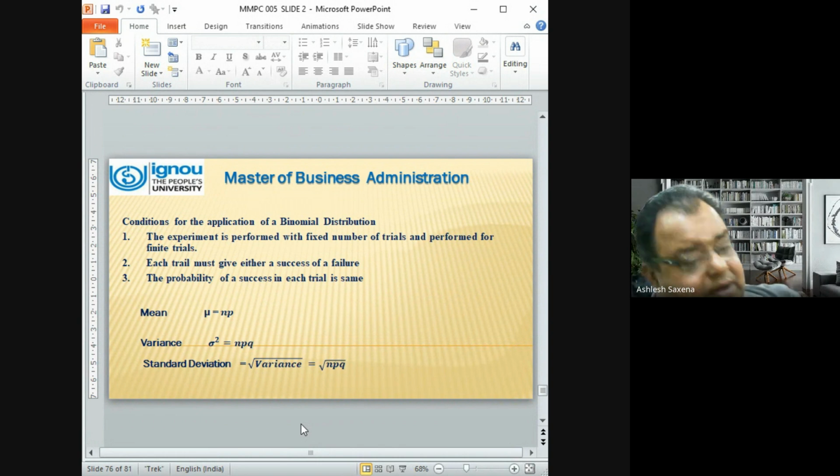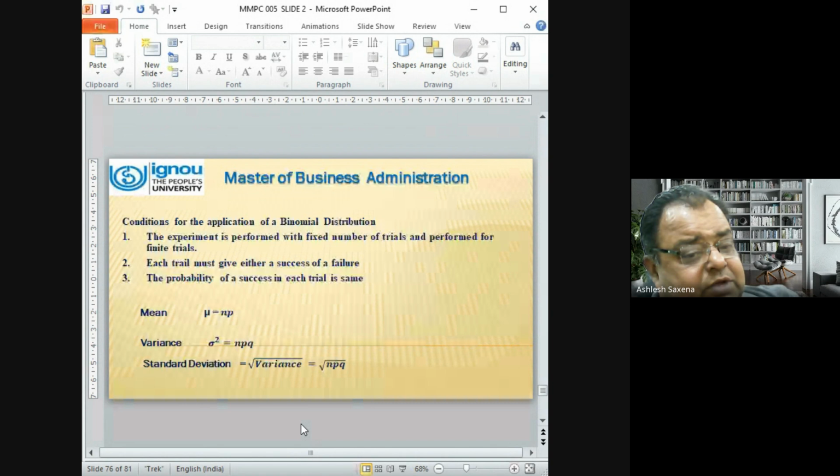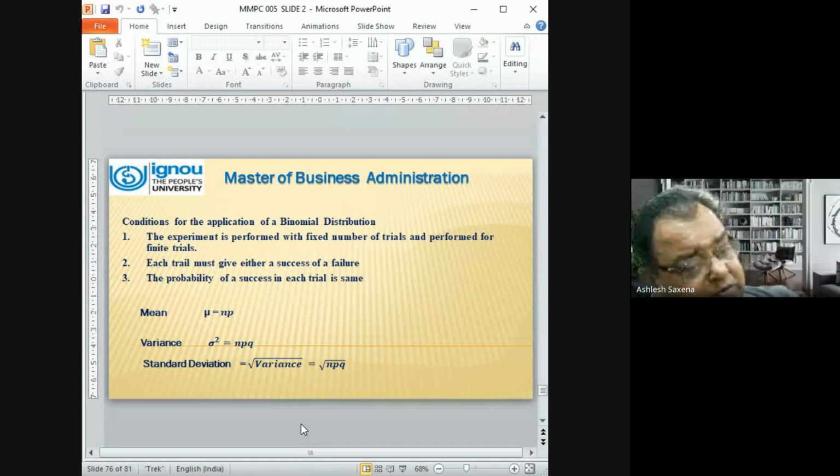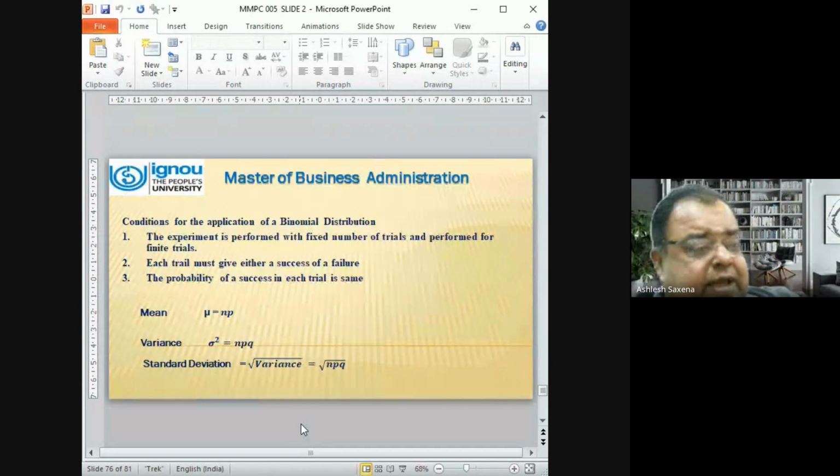Under that condition, your mean will be denoted by mu is equal to n into p. That means the product of the number of trials into the probability of success. Your variance will be sigma square is equal to npq. And your standard deviation, that will be the square root of variance, will be the square root of npq.